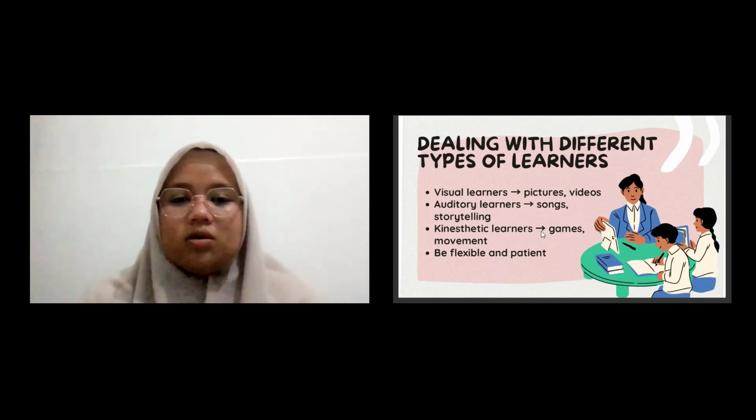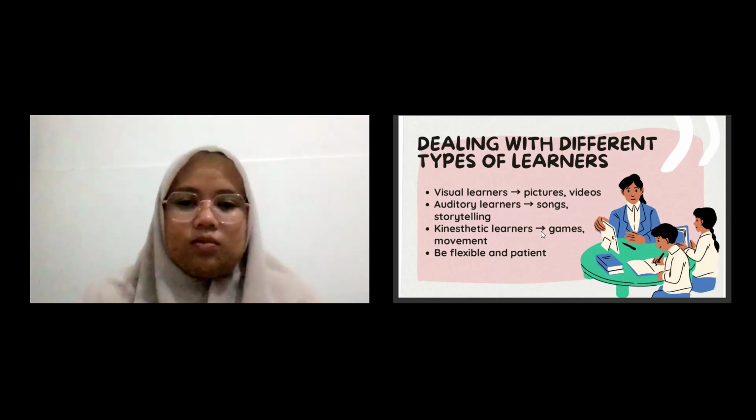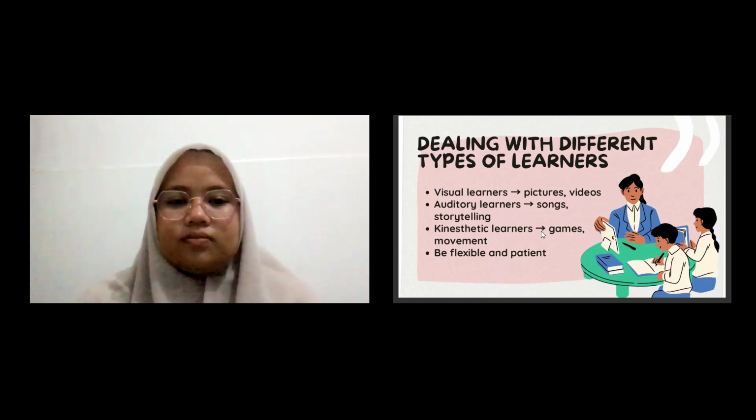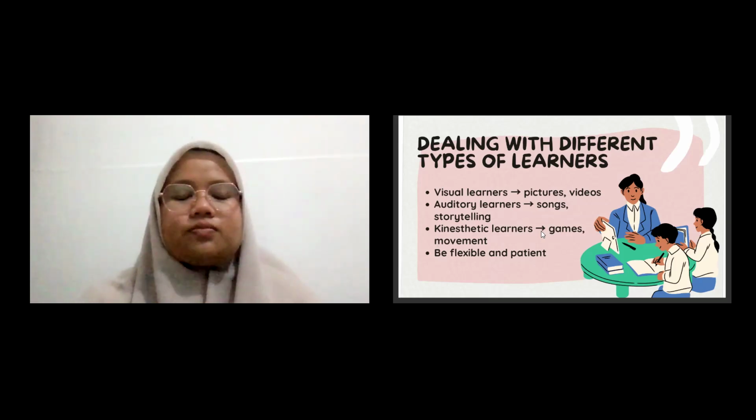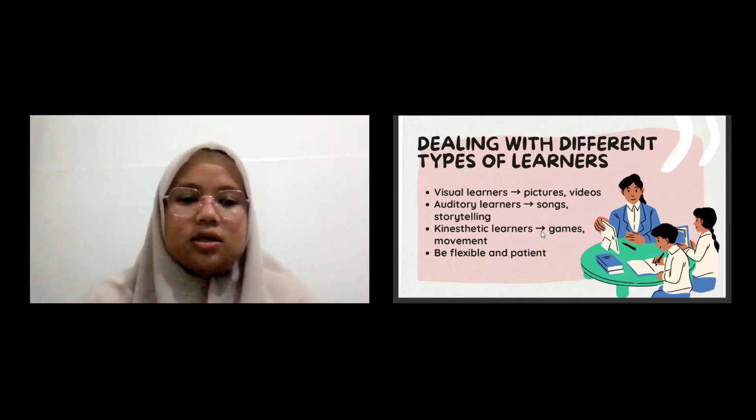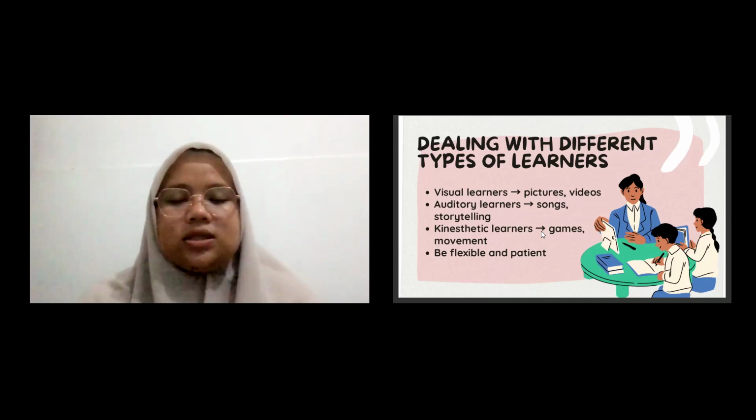For example, songs, storytelling, or another story, and anything related to listening. That is how auditory learners learn. And the third is kinesthetic learners.